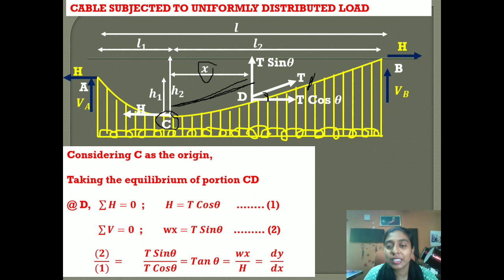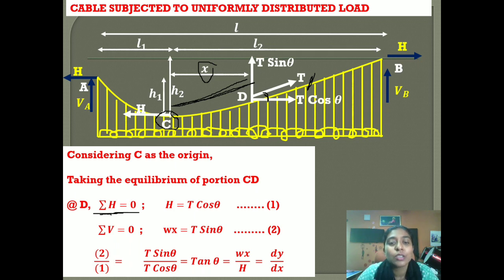So this tension at D can be resolved into T cos theta and T sin theta, into horizontal and vertical components. So we take sigma H equal to 0. That means the shear force is equal to 0. At all points in the cable, the bending moment is equal to 0 and the shear force is equal to 0. Shear force being zero means the summation of horizontal forces is equal to 0, and the summation of vertical forces is equal to 0.